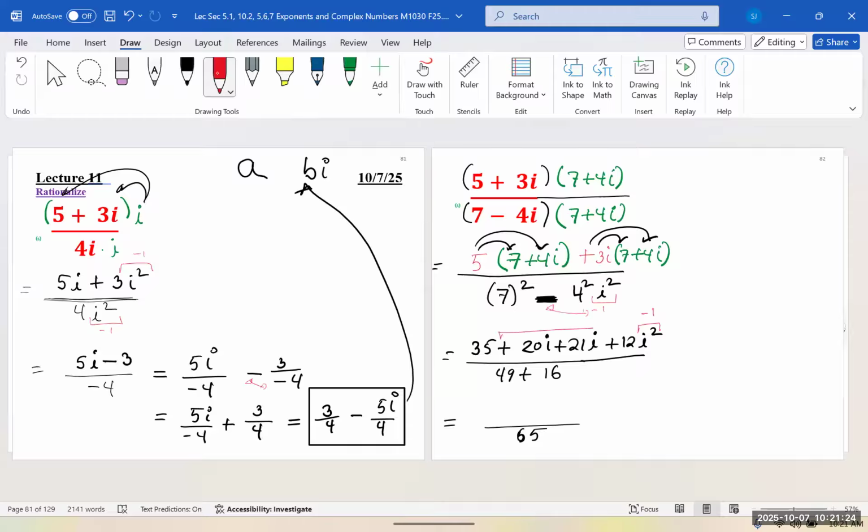Also, what do you observe in the middle? Like terms. So 35 plus 41i, and you're subtracting the 12 because 12 times -1. So these 2 are like terms. So we get 23 plus 41i over 65.